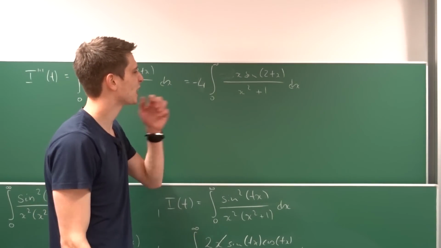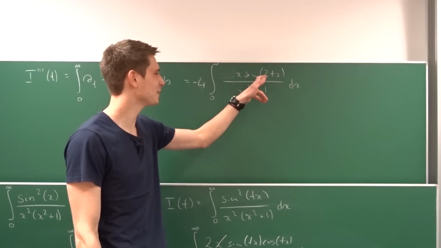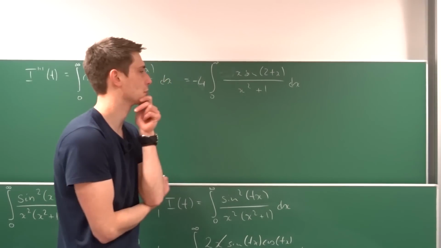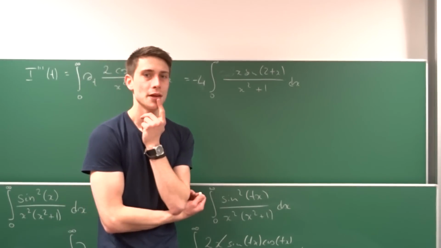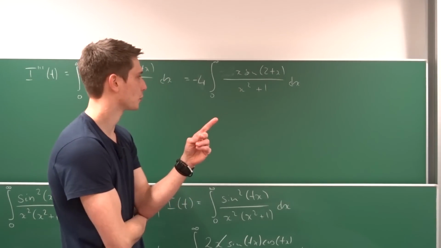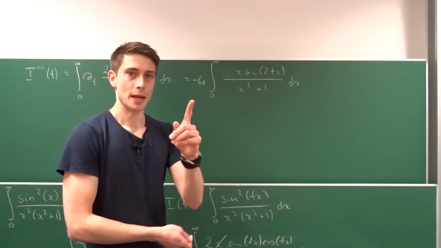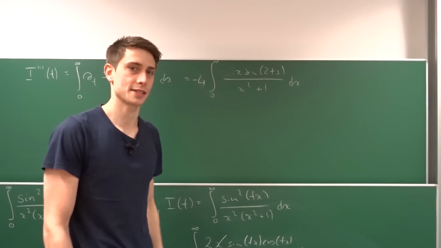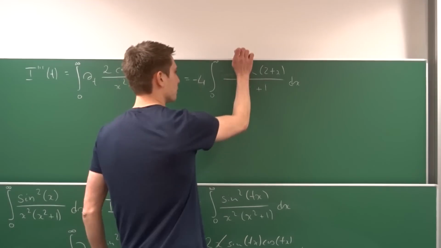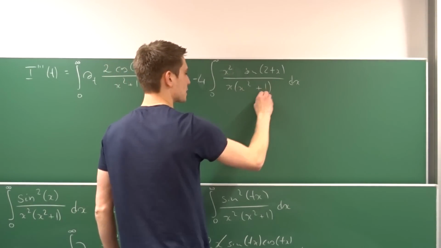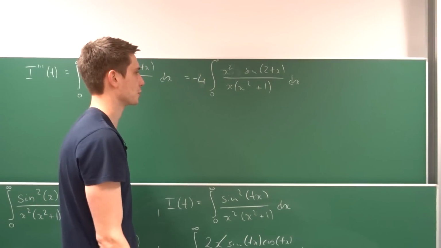But the thing is, we are having this x times sine of x here and this weird x squared plus 1 term in the numerator. So what could we do? Maybe we could do some algebraic manipulation. That might be a great idea. Maybe we could expand this fraction right here, this integrand, by x over x. That's just 1, that won't change anything. So we are getting x squared right here and x times this chunk in the denominator.